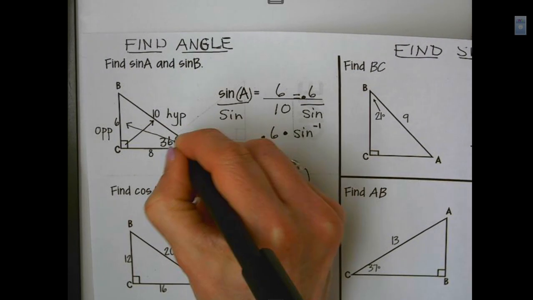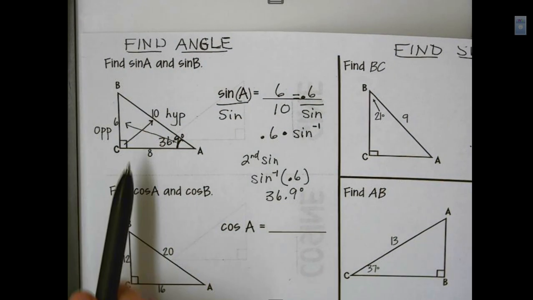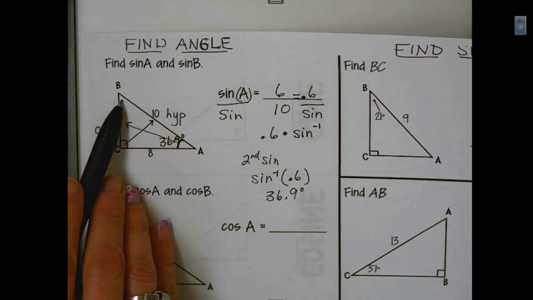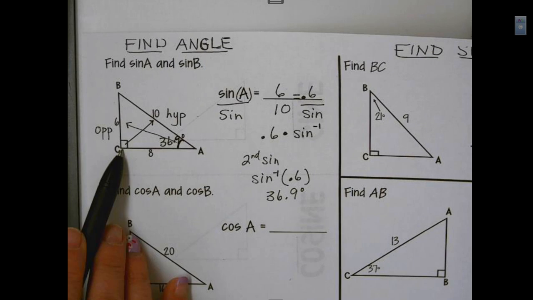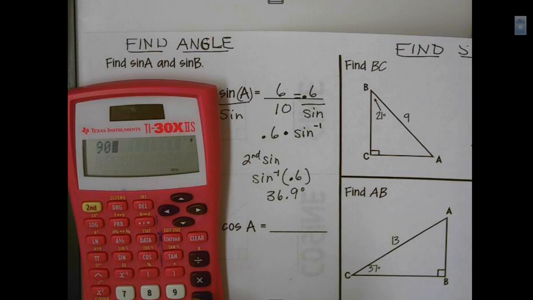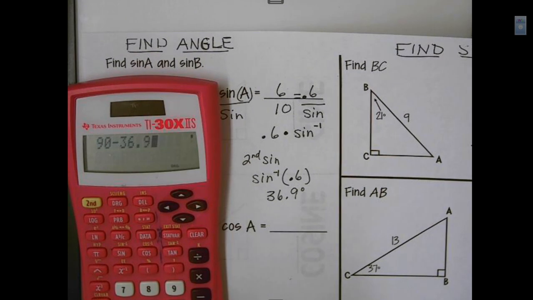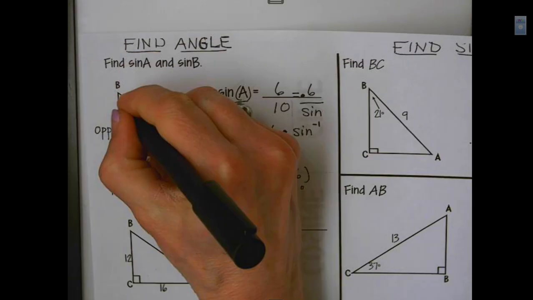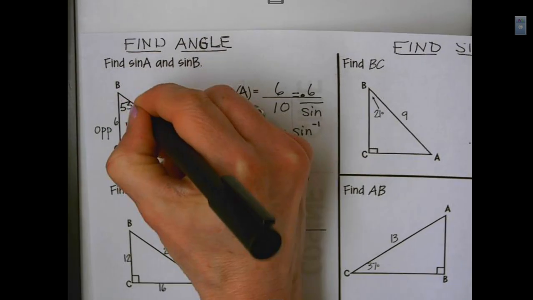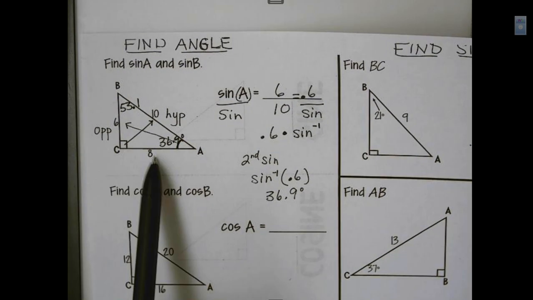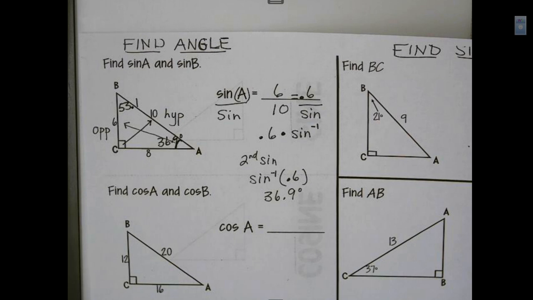36.9 degrees. Now the cool thing is, because we know that a triangle adds up to 180 degrees, these two angles have to equal 90, right? Because we already have 90 here. I'm going to take 90 and subtract 36.9. And I get that that other angle is 53.1. So now we have all the information on this right triangle. We know the measurements of the sides, and we know what each of those angle measurements are.